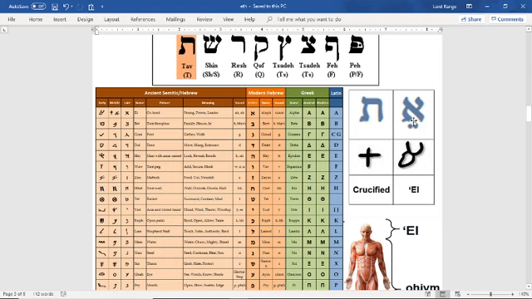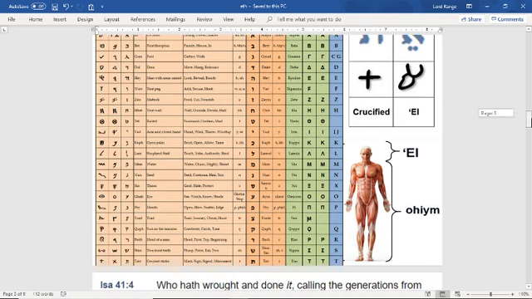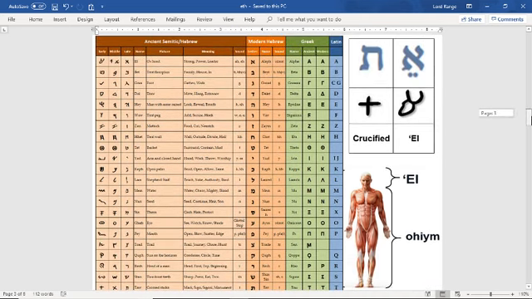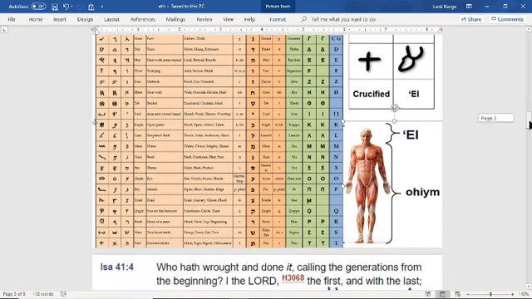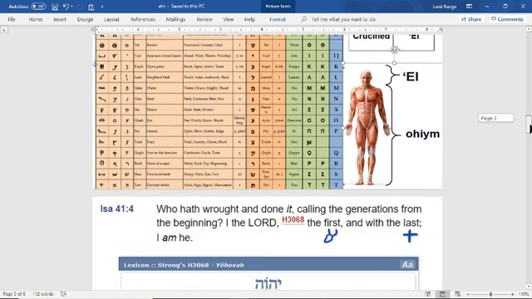Now, in the last lesson, we talked about El. We said El is the head of Elohim. And so basically what this is saying is El is going to be crucified. The head of Elohim is going to be crucified. And of course, we know that that head already is Christ, who came and was crucified.